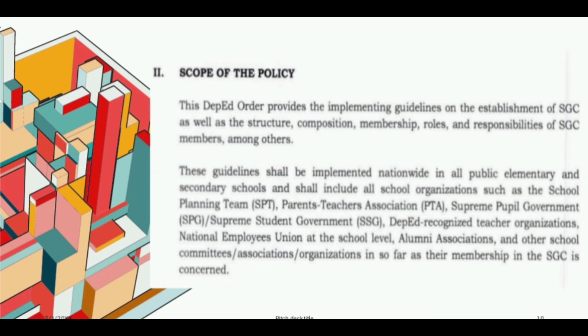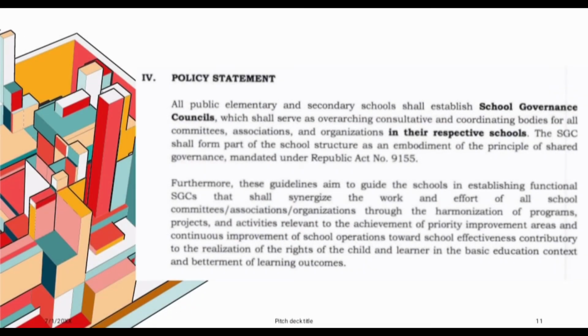These guidelines shall be implemented nationwide in all public elementary and secondary schools and shall include all school organizations, such as the School Planning Team, the SPT, Parent Teachers Association, the PTA, Supreme Pupil Government, SPG, Supreme Student Government, SSG, DepEd recognized teacher organizations, National Employees Union at the school level, alumni associations, and other school committees, associations, organizations. Public elementary and secondary schools shall establish school governance councils, which shall serve as overarching consultative and coordinating bodies for all committees, associations, and organizations in their respective schools.